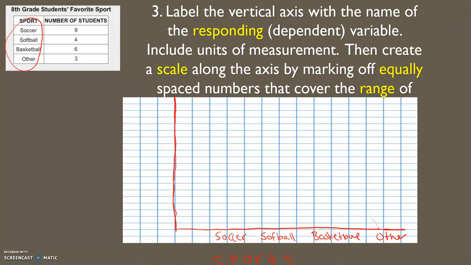Step number 3 says to label the vertical axis with the name of the responding or the dependent variable. That is number of students. So I'm just going to write number of students. Include units of measurement, then create a scale along the axis by marking off equally spaced numbers that include the range of data. So number of students doesn't really need any unit, but I do need to figure out my scale. And remember, it needs to include the smallest point of data and the highest point of data. So I need to create a scale to include all the way from 3 to 9. And I'm just going to make mine nice and even. Start at 0, maybe skip a line and have every other line be a unit of 1. All the way up to 10.